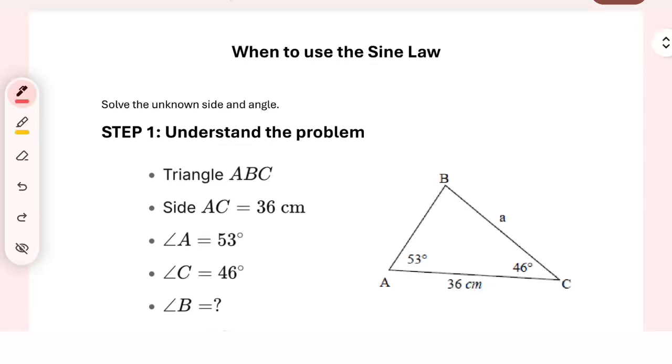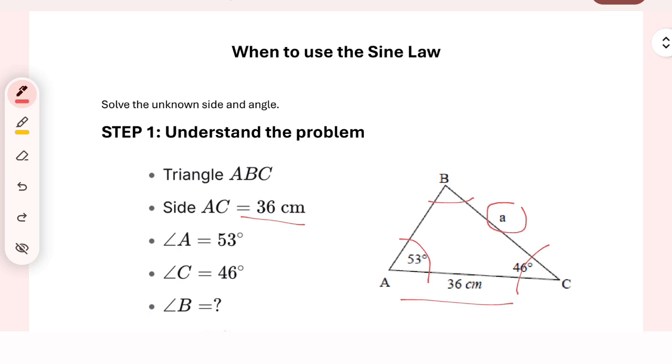So here we have the unknown side, which is A. That's the unknown side. And we also have an unknown angle, angle B, the big B, all right? So step one is we will, of course, understand the problem. We have a triangle ABC, that is correct. Side AC is given, 36, that is correct. The angle A is also given, that's 53. Angle C is also given, that's 46.